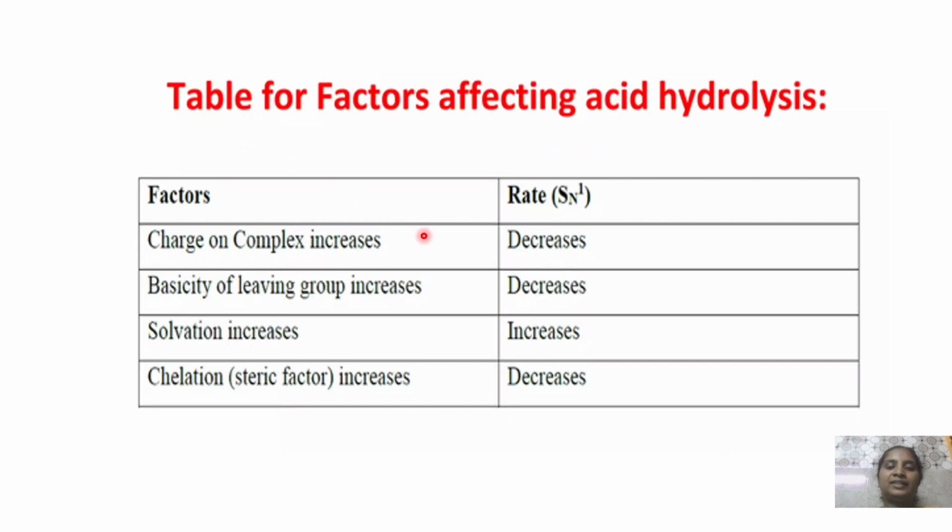Then what are the factors affecting what we learned till now? The first factor is charge on the complex increases. What happens to the rate of the SN1 reaction? It decreases. Basicity of the leaving group: if the leaving group is very basic, the rate of SN1 decreases. Solvation increases, chelation factor increases, SN1 reaction hydrolysis decreases. Thank you.